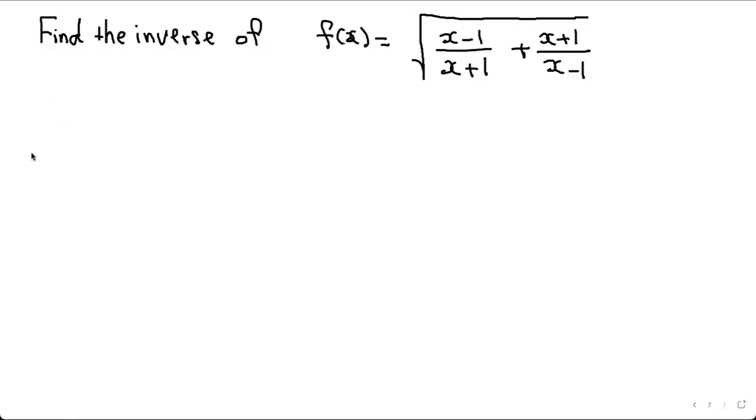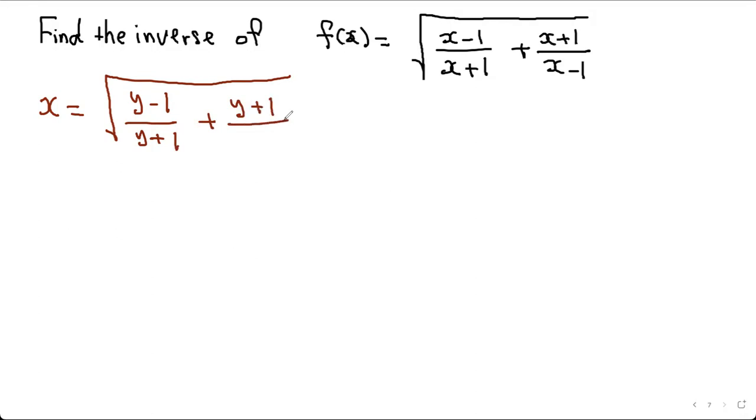Let me just organize my writing here because we might need the space. So x equals, and then you change every x to y. To do the inverse, that's the first thing we do. So we're going to have the square root of y minus 1 over y plus 1, plus y plus 1 over y minus 1. So we want to change every x in here into y. That's how we do the inverse.